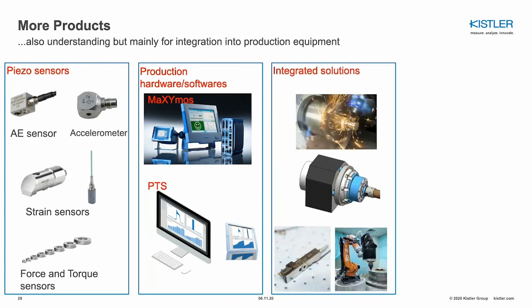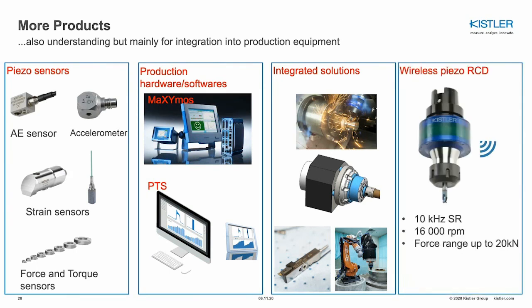Integrated solutions are also possible, integrating on the spindles. Different types of integration, as you can see, on the tools or on your machine or your robot. And as I said, the wireless solutions will be coming more and more, but we start with the rotating one. In this case, we can still combine the wireless solution with the high resolution of the piezo, going up in the sampling rate to 10 kilohertz, high rotations such as 16,000, and force ranges going up to 20 kilonewton.